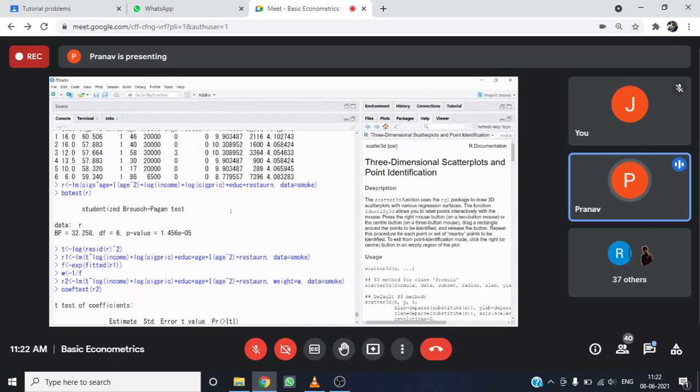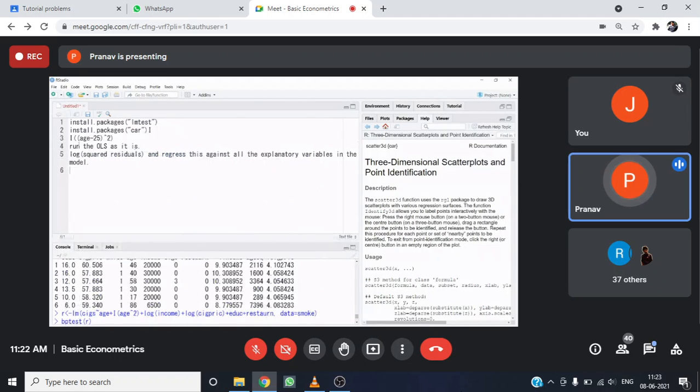Then, in order to get to the weights, the method is you simply run the OLS as it is, then you get the residuals from the original OLS equation, you square that residual, then you take the logarithm of that squared residuals, and that becomes your dependent variable. Now you run that logarithm of squared residuals against all the explanatory variables in the original model that you have used.